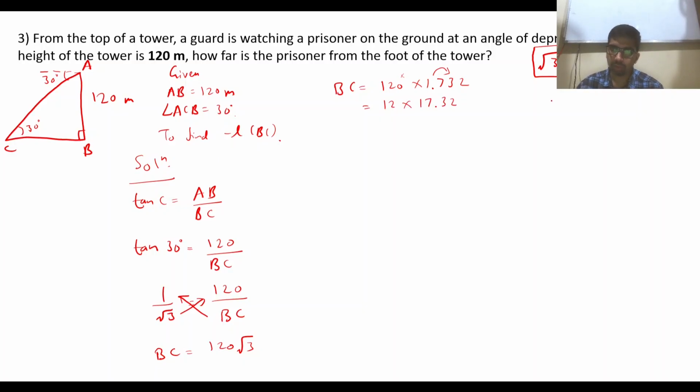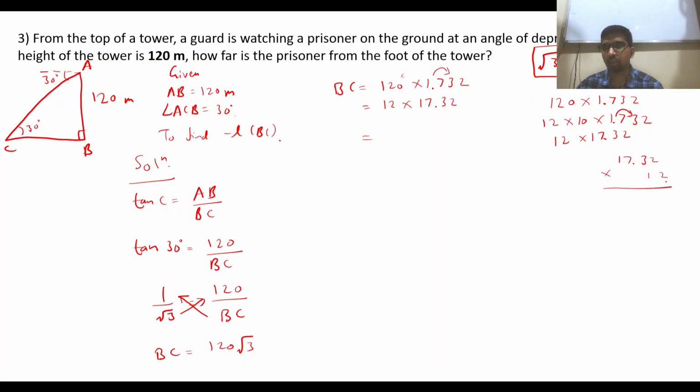Now how did this happen? I'll show here once again. 120 into 1.732. 120 is 12 into 10, into 1.732. So here there is a 10, and if I multiply by 10, the decimal moves one place to the right, so this will become 12 into 17.32. So this is my technique. I like this method, it is faster. If you're getting confused, you can do the normal method, no issues. We'll have 17.32 into 12.